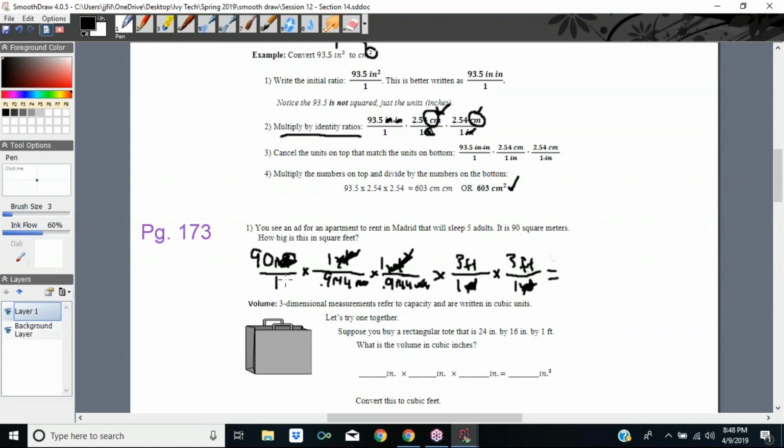So we're going to multiply 90 times 3 times 3. We're going to divide by 0.9144 and then divide by 0.9144 again. And then let's see how many square feet that is. All right, I just put it in my calculator. Yeah, 968.7. I'm just going to go with 969, and it's square feet.